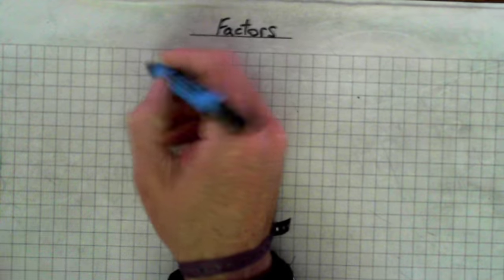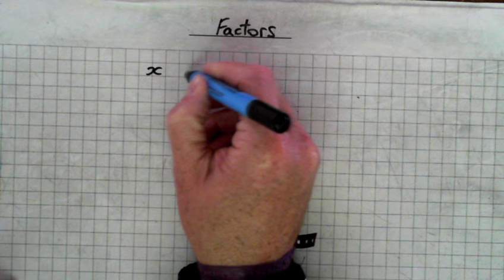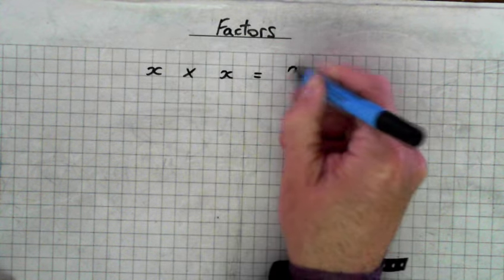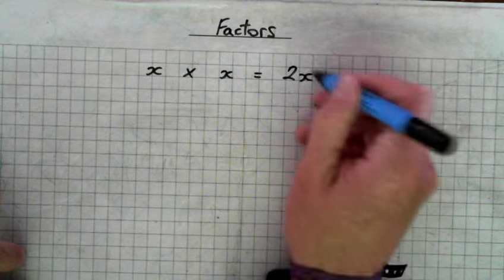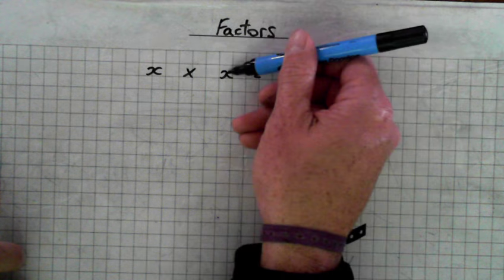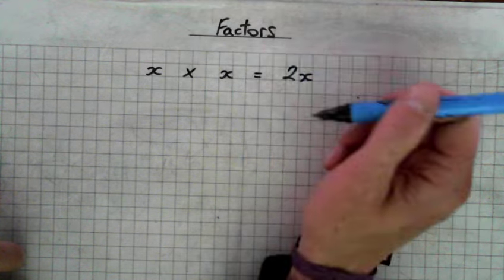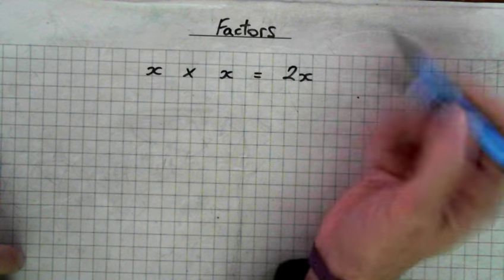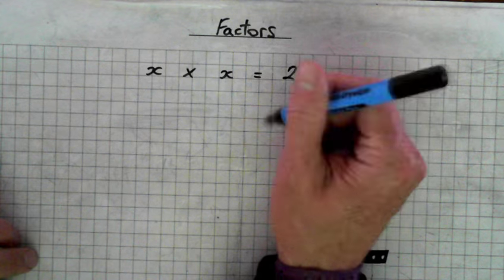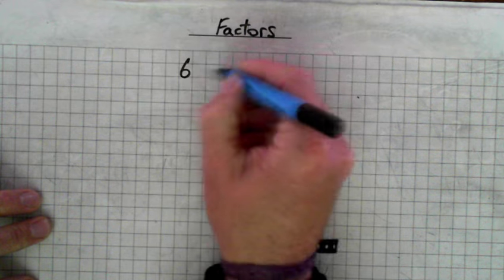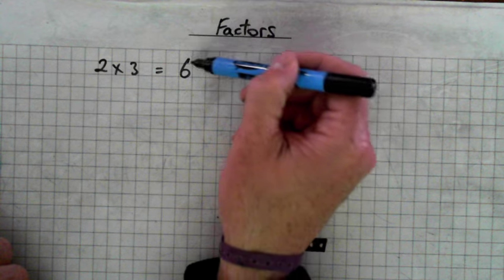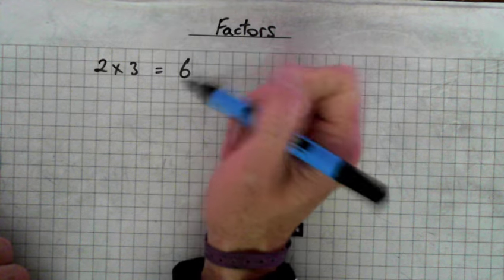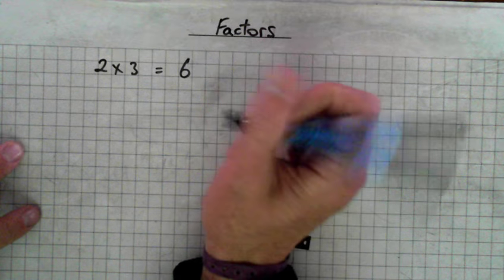Okay, another example, slightly different. x multiplied by 2 is equal to 2x. So what are the factors of 2x? Looking backwards, it's x times 2, so x is a factor, isn't it? A factor is something that you can multiply to get. So for example, 2 times 3 is equal to 6. Can you name 2 factors of 6? Look back. 3 and 2 are factors. They divide into 6, don't they?